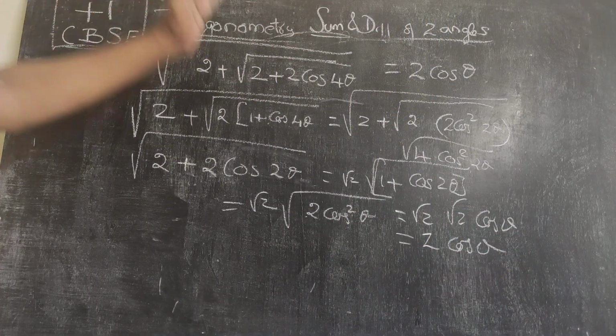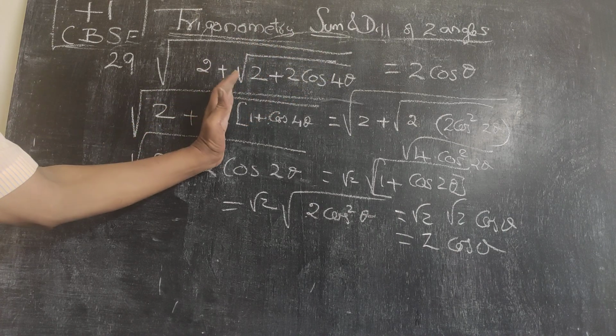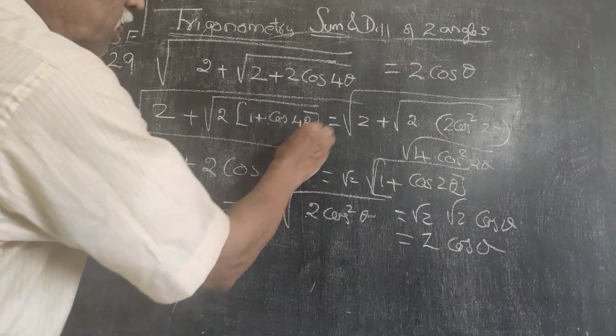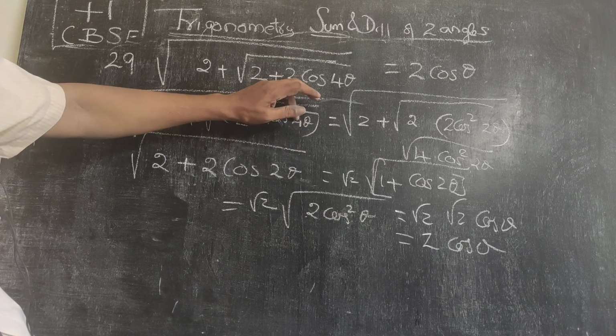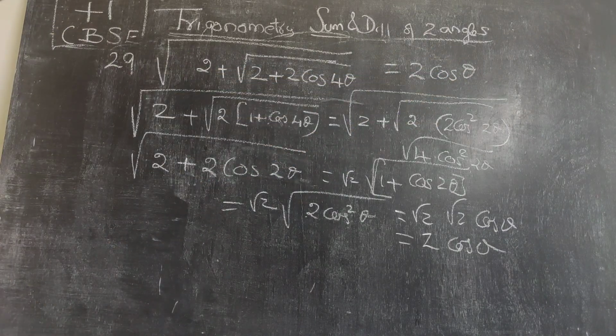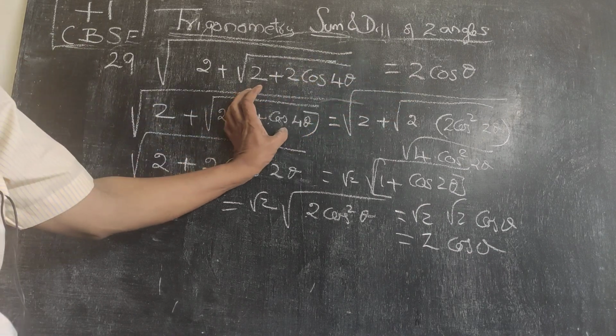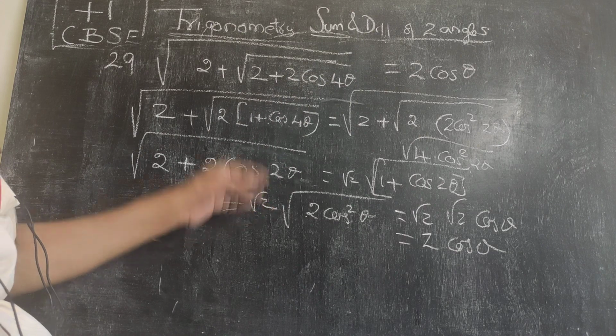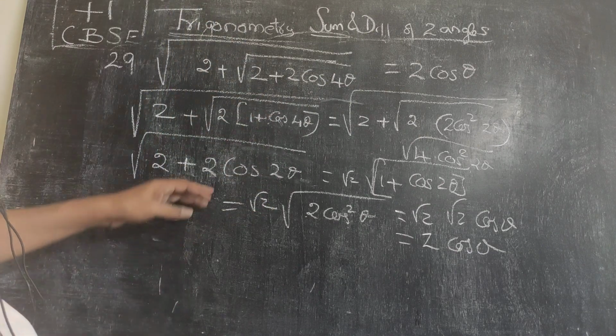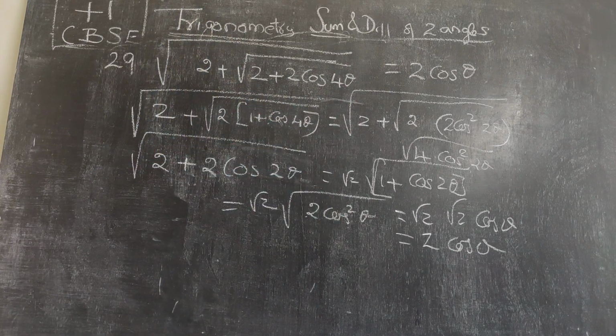So 2 plus 2 cos 4 theta, taking 2 outside, 1 plus cos 4 theta. 1 plus cos theta we can write as 2 cos square theta by 2, 4 theta by 2 becomes 2 theta. 2 times of 2 cos square theta, 2 into 2 is 4, that one taking square root becomes 2 cos square theta becomes cos 2 theta. After that, after taking root 2, we get 1 plus cos 2 theta, straight application of the formula.